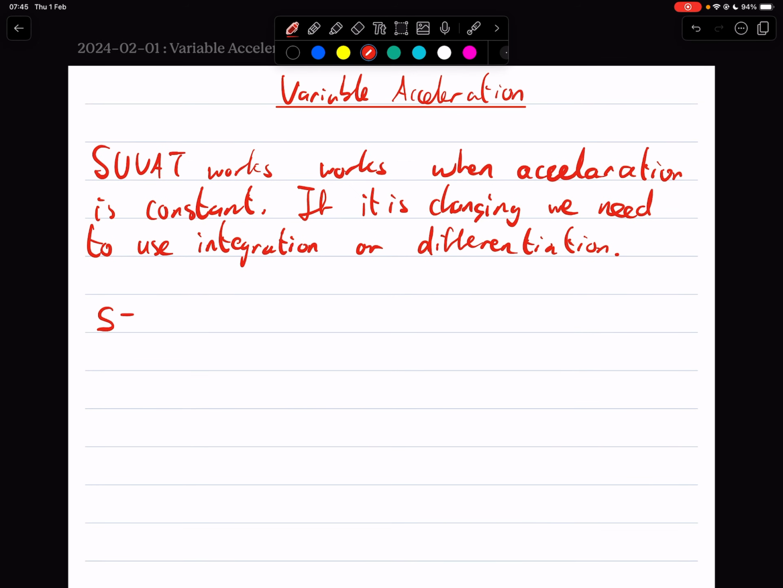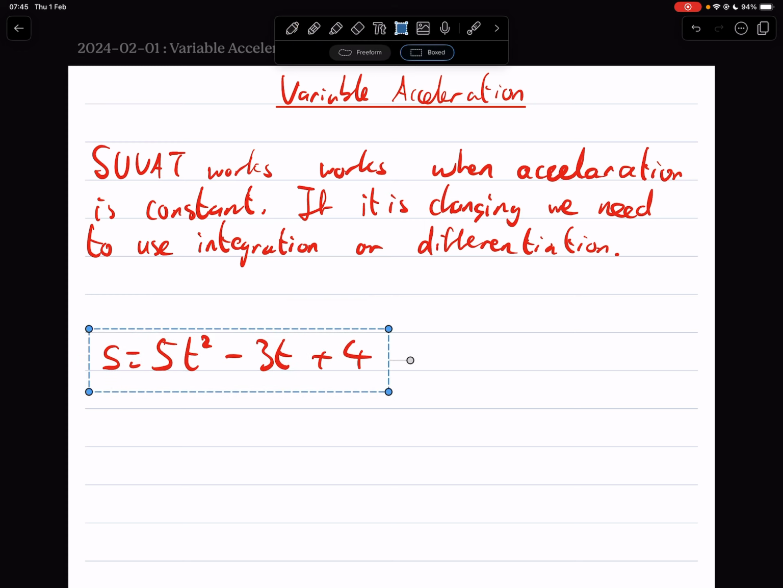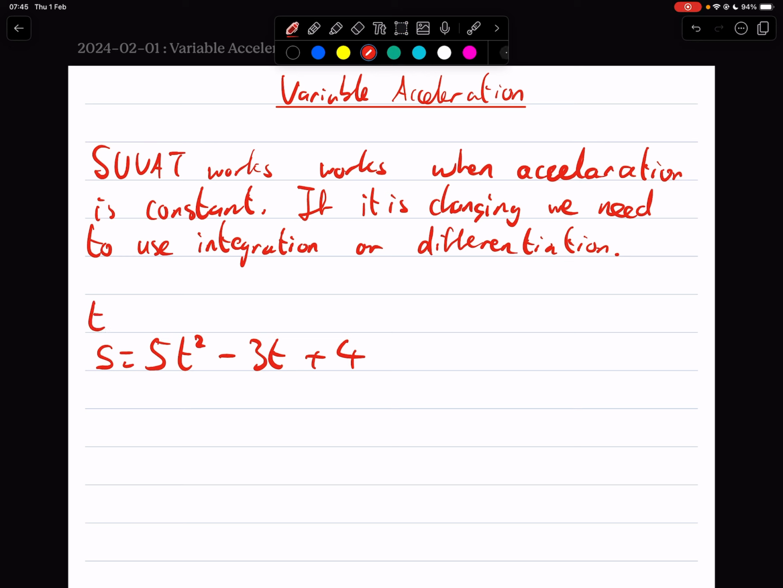if I get an equation, so they could tell me that S is equal to 5t squared minus 3t plus 4. So that equation is basically telling us the position of a particle depending on the time. So for example, at t equals 0, S would be 5 lots of 0 minus 3 lots of 0 plus 4. So S would be 4 meters from some fixed origin.